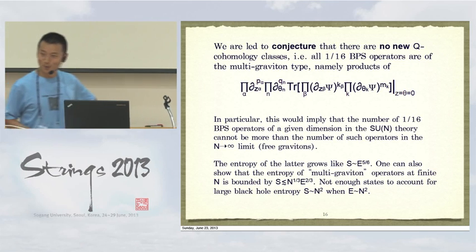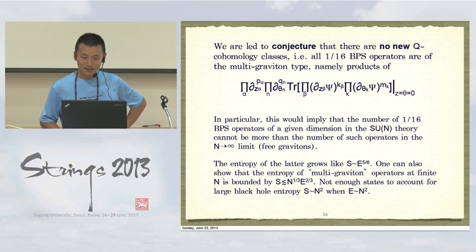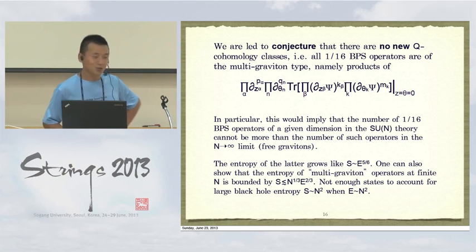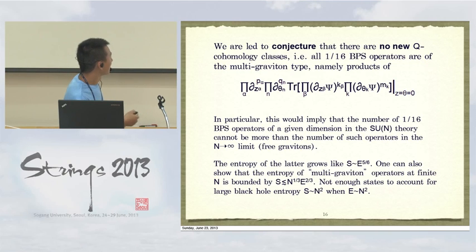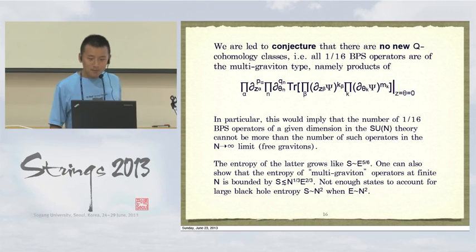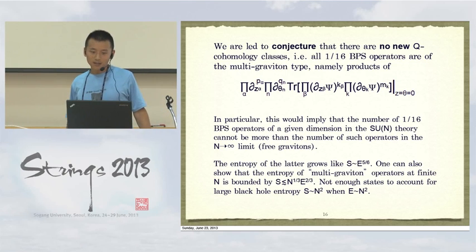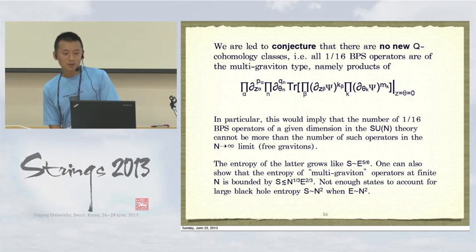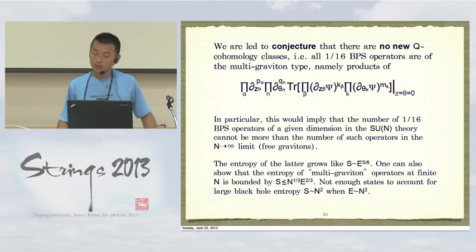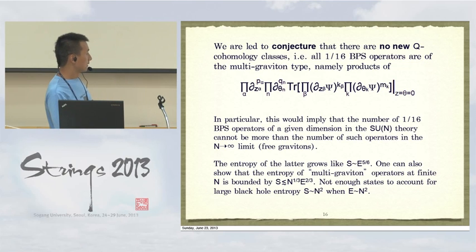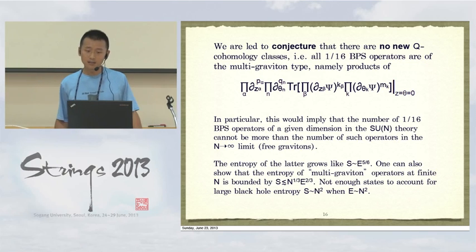So being the experimental physicist, I will go ahead and make a conjecture that there are no new Q cohomology classes, and all the 1/16 BPS operators are of the multi-graviton type, which are products of this guy. If the conjecture is correct, it would imply that the number of 1/16 BPS operators of a given conformal dimension in SU(N) theory can be no more than the number of such operators in the infinite N limit, which count free gravitons. The entropy of free gravitons at energy E grows like E to the 5/6.